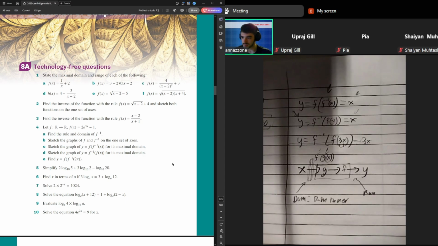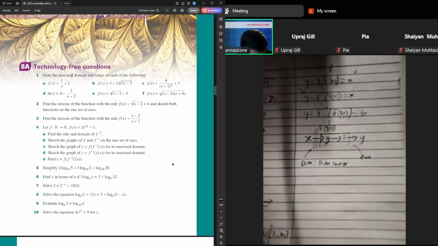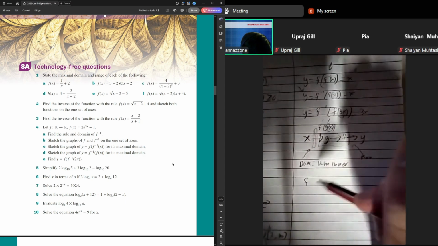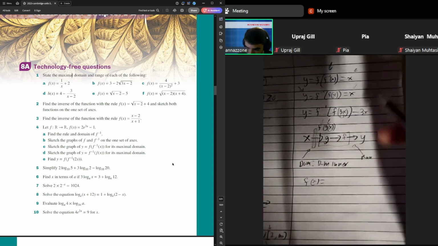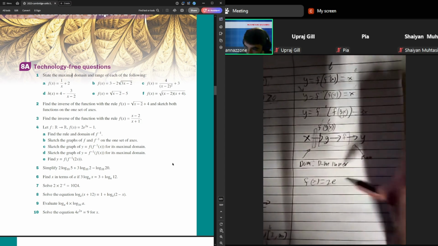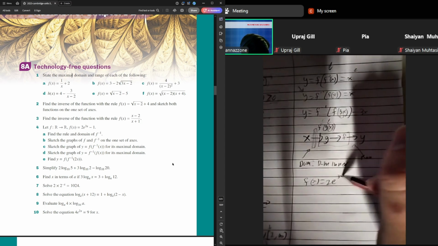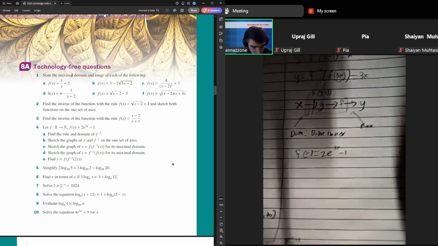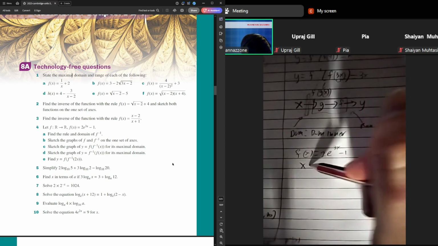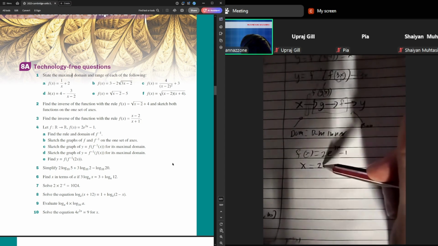We can do a decently easy-ish example of it. Let's say we have f of x equals, you know what, we can even just use the same one, why not? 2e^(3x) minus 1. We've already talked about how you would find the inverse. You just swap the x and y, and then you rearrange for y.